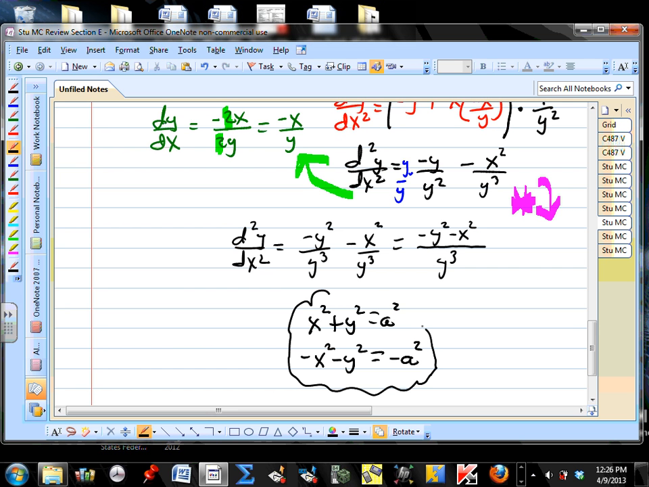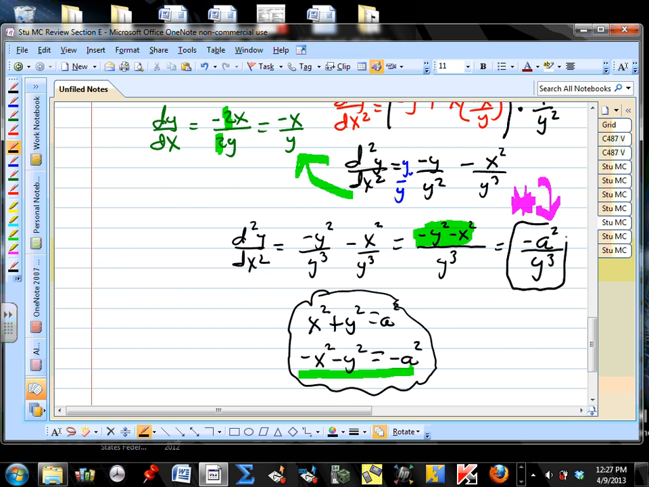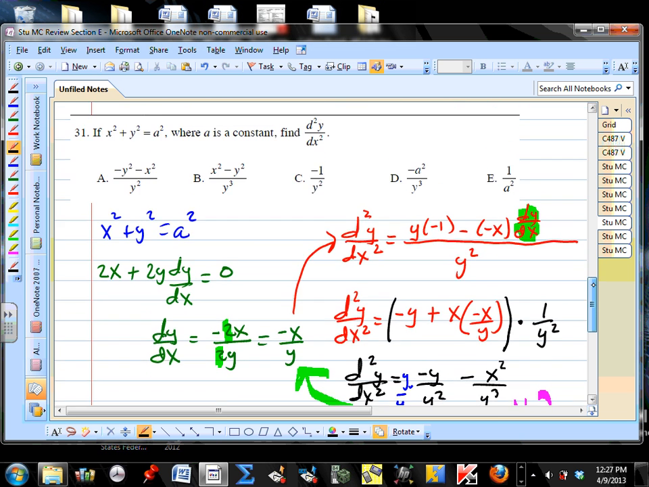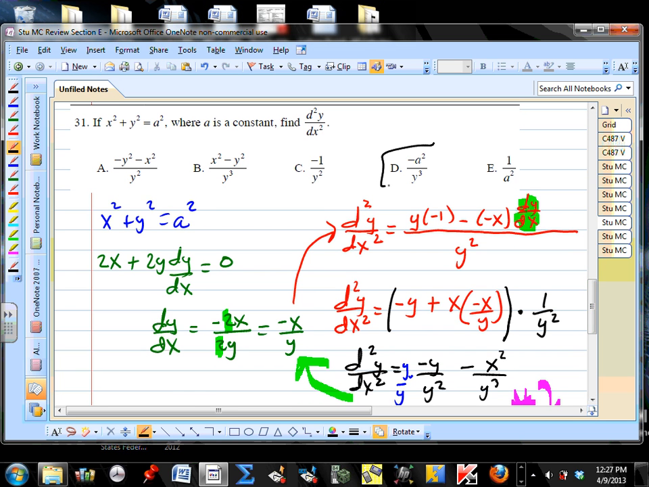Here's the trick we got to think of. So here we go. We can replace the numerator with the opposite of a squared, and then over y cubed. This is our answer, and this matches one of the options. Now, which option was it? Let's take a look. Option D. That's a sneaky little trick there.